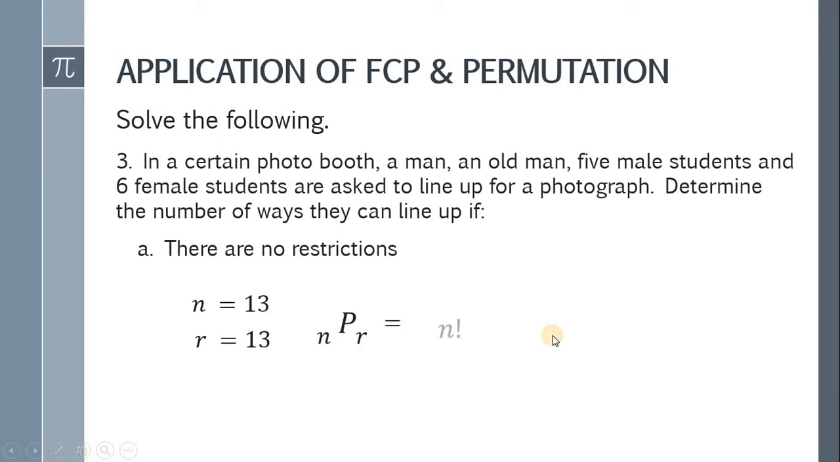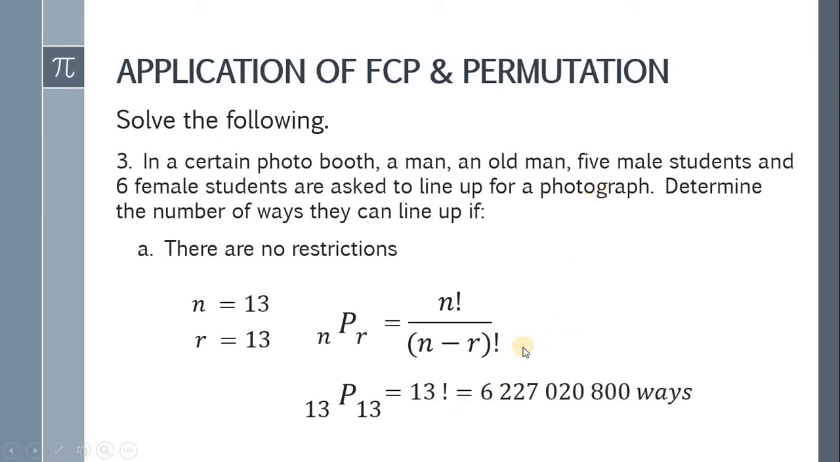So, we have N factorial over N minus R factorial, na alam natin na ito ay equivalent sa 13 permute 13. Or simply, 13 factorial different ways. Or simply, we have 6,227,020,800 different ways. Ito yung number na kung saan pwede silang lumine up sa photograph without restriction. Okay? Next, let us answer letter B.